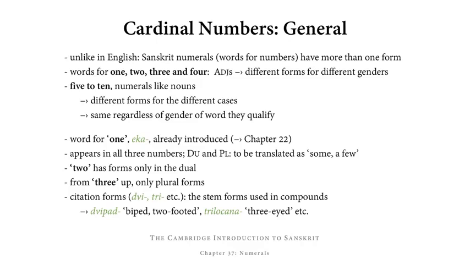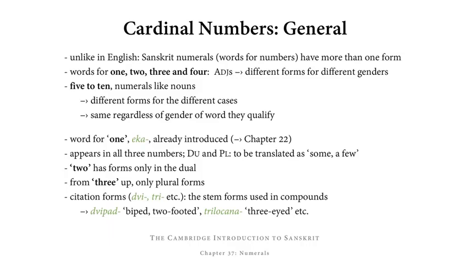Unlike in English, Sanskrit numerals have more than one form. The words for 1, 2, 3 and 4 are adjectives and therefore have different forms not just for the different cases, but also for the different genders, masculine, feminine and neuter. From 5 to 10, the numerals behave like nouns, and that means they have different forms for the different cases, but they just have one gender, so they have the same form regardless of the gender of the word that they qualify, that they describe.